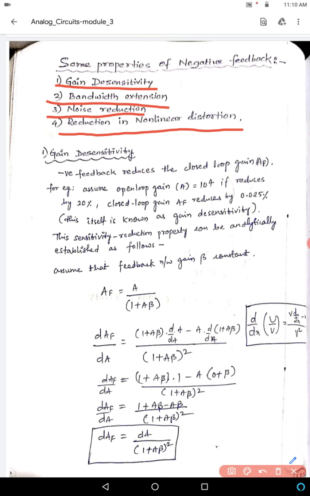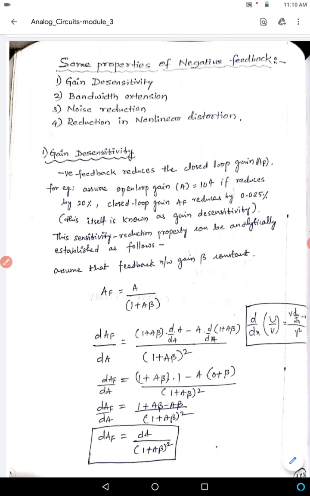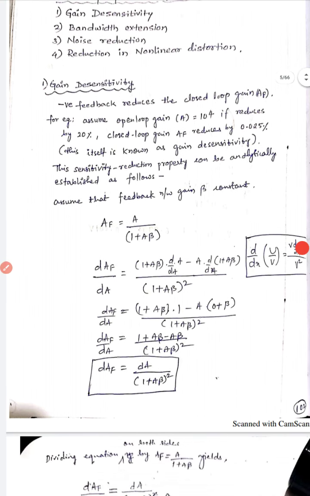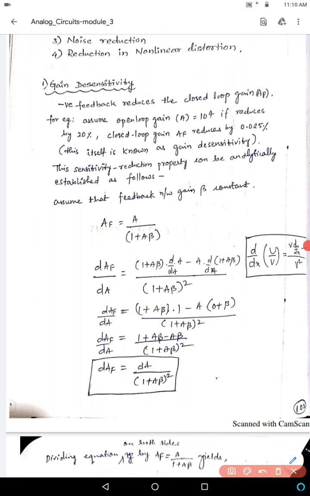Here if you are using the negative feedback, it will decrease the sensitivity. That is the gain desensitivity by using the negative feedback. Here I have explained with some numerical values. That is the open loop gain, A equal to 10 power 4, it will reduce by 20%, whereas in case of closed loop gain, it will reduce 0.025 percentage.